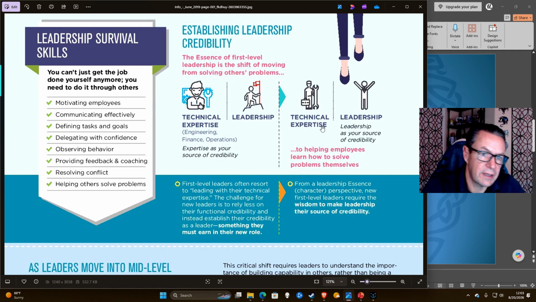And so you come over here to technical expertise: you need to know how to do it, you need to understand the basic functions of the job or the tasks for the team. And so from the leadership essence, character perspective, new first level leaders require the wisdom to make leadership their source of credibility. Well, find somebody who's wise and the team is voluntarily following, and that's who you promote. And then you've already got the leadership credibility because people already understand that they're good at that.